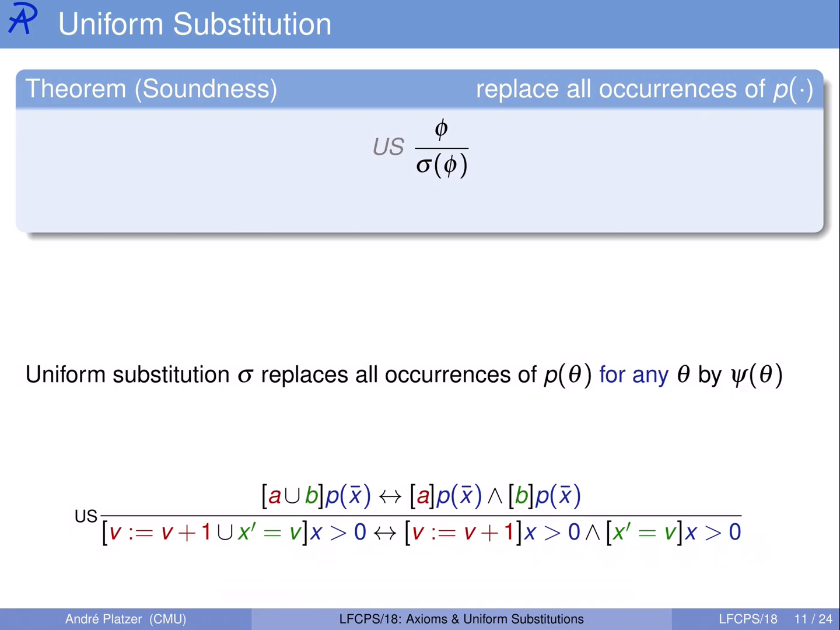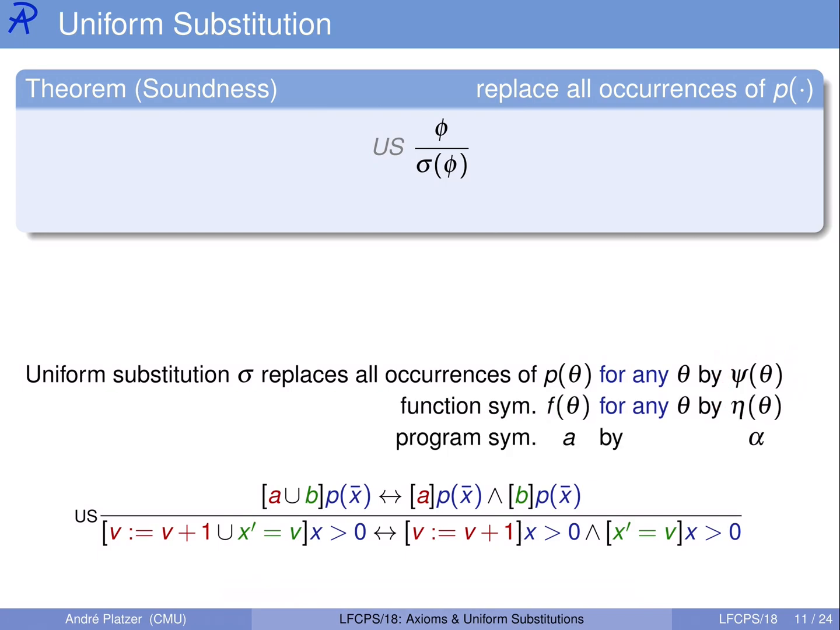So what a uniform substitution does is, more generally, it replaces all occurrences of predicate symbols applied to some arguments by the formula for the predicate symbol, again applied to the same kinds of arguments. Of course, we'll have to be precise how that application mechanism works in a second. And it can also replace function symbols with concrete terms, again applied to the same argument. And it can replace program constant symbols by concrete hybrid programs, as we saw down here.